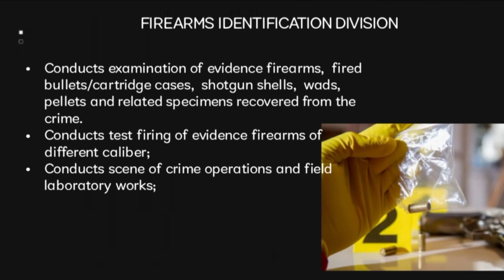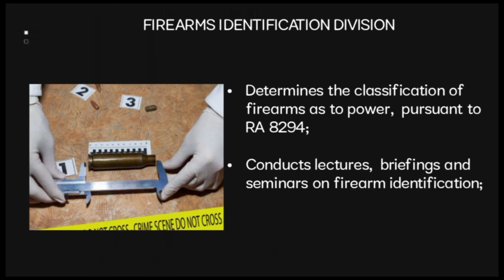In the firearms identification division, they are going to conduct examination of evidence firearms, fired bullets or cartridge cases, shotgun shells, wads, pellets, and related specimens recovered from the crime scene. They also conduct test firing of evidence firearms of different calibers. Also, they're going to conduct scene of a crime operations and field laboratory work. And lastly, they are going to determine the classification of firearms as to power pursuant to RA 8294 and conduct lectures, briefings, and seminars on firearm identification.